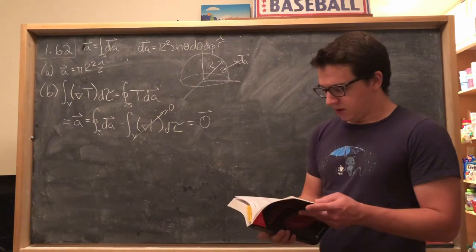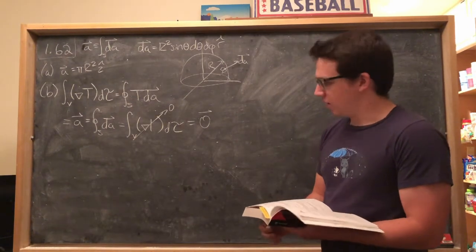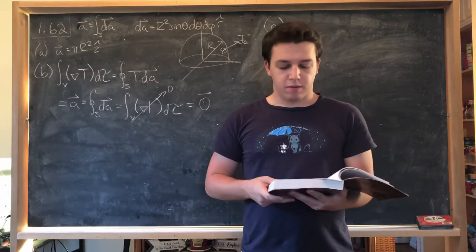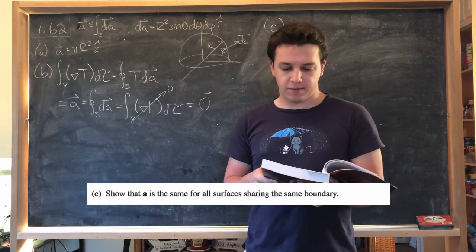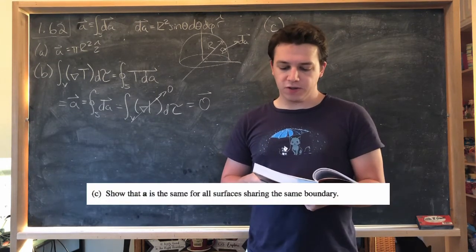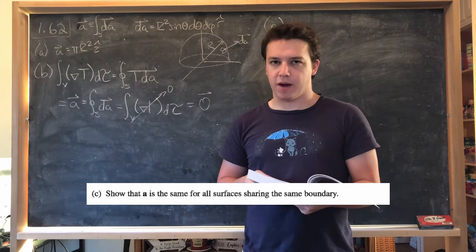Easy enough. Let's move on to part C. Part C asks us to show that A, the vector area, is the same for all surfaces sharing the same boundary.